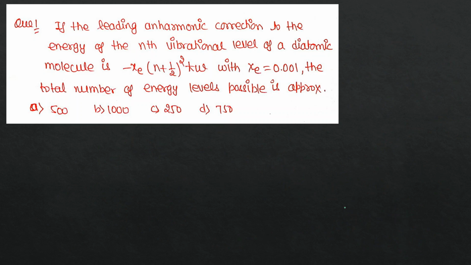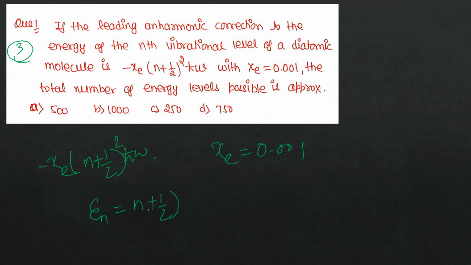Yeah, this question, question number 3. The leading anharmonic correction to the energy of the nth vibrational level of a diatomic molecule is minus χ (n plus half) whole square ħω, with χ equal to 0.001. Total number of energy levels possible. Okay. So we know energy is what? (n plus half) ħω minus ω_e χ_e (n plus half) whole square. So we take dE by dn equal to 0 because we need the maximum.